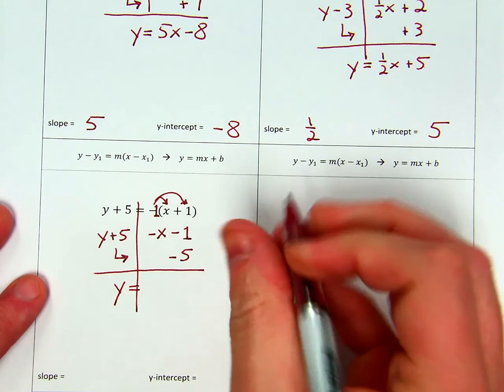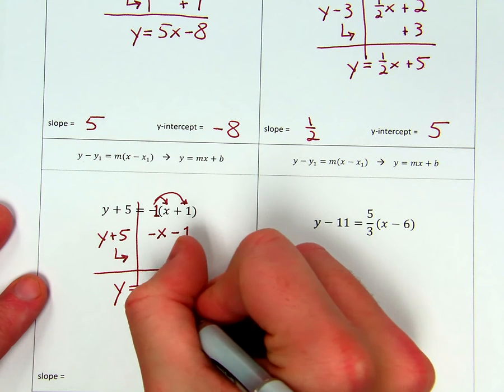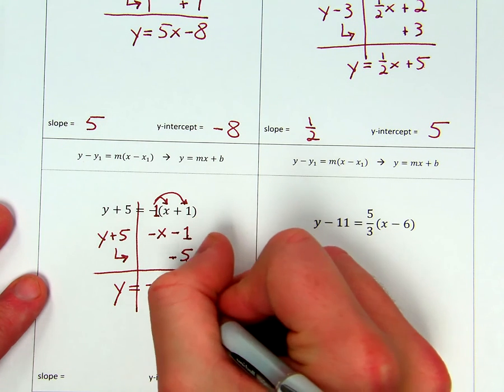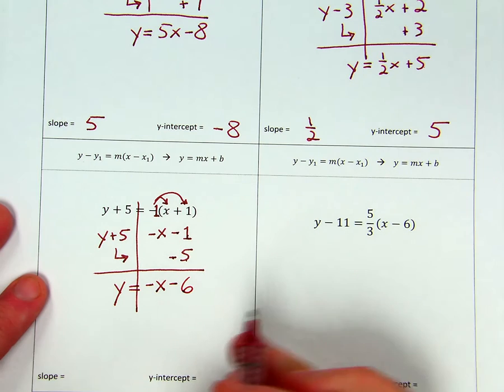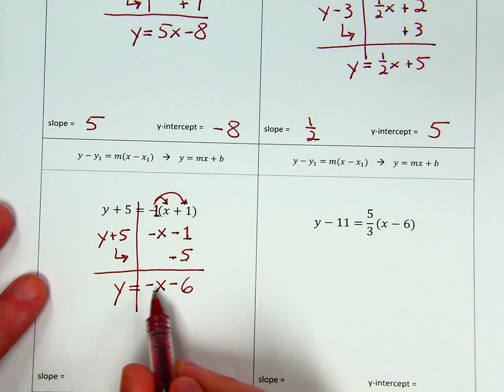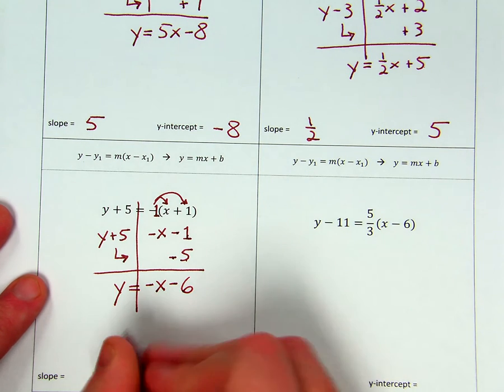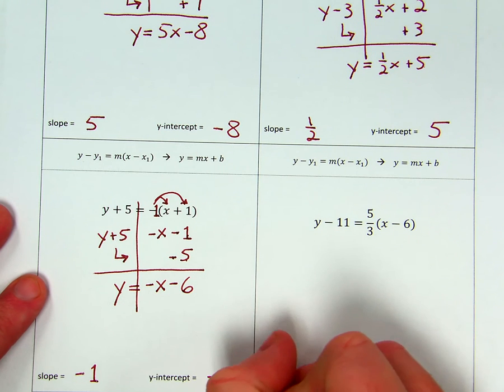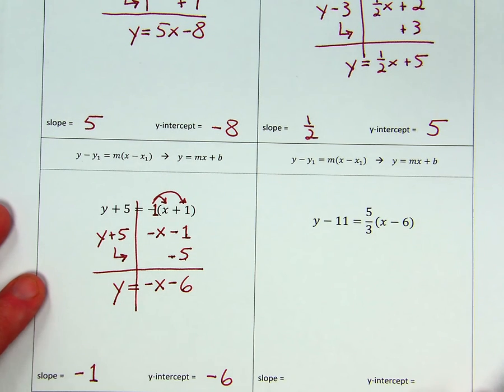On the left side, we're left with y. On the right side, we have negative x. And then negative 1 minus 5 is negative 6. So our final answer is y equals negative x minus 6. The slope of this line is negative 1. The intercept is negative 6.